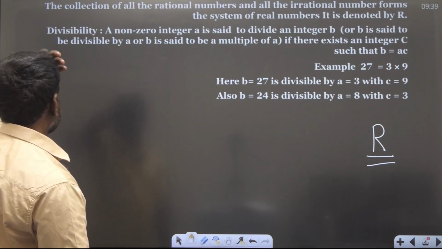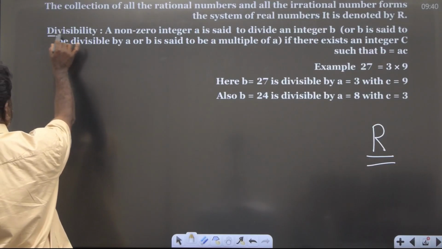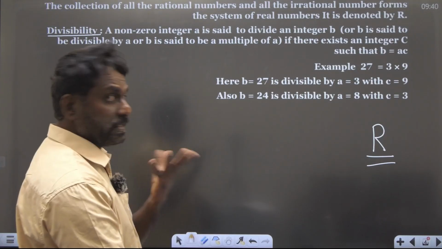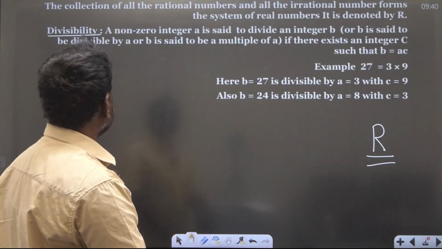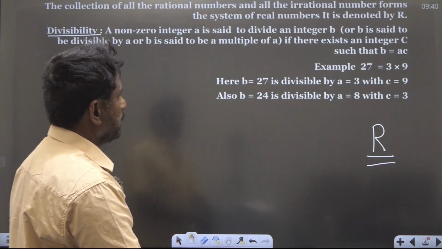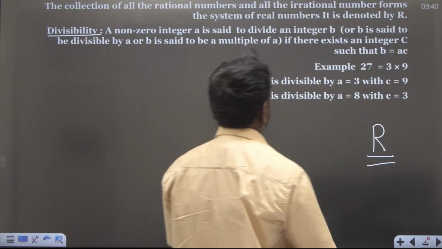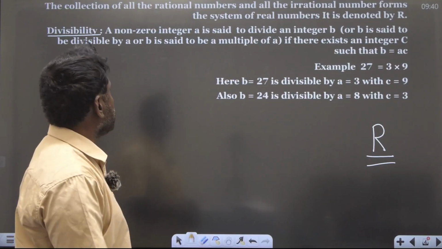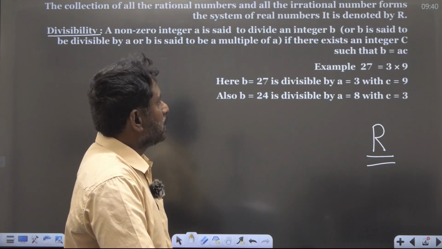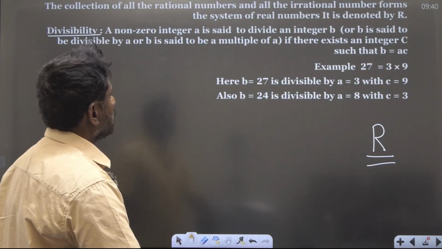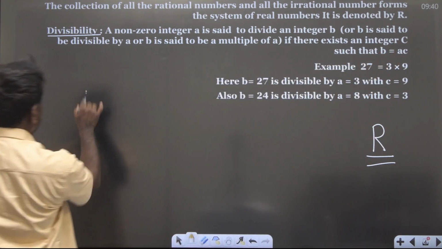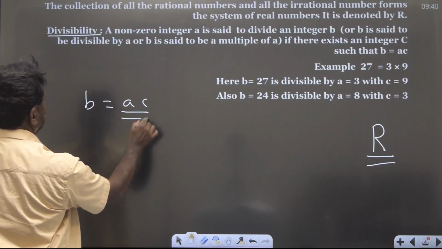Then what is the next concept? Divisibility. Already you have studied divisibility in your lower classes; you have heard about it. A non-zero integer a is said to divide an integer b, that is, b is said to be divisible by a, or b is said to be a multiple of a, if there exists an integer c such that b equal to ac.